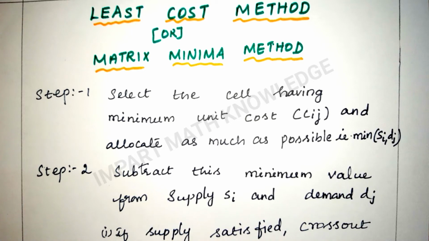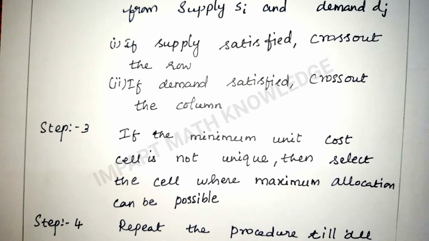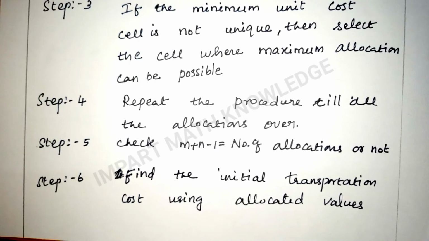If the supply is satisfied, you have to delete the row. If the demand is satisfied, you have to delete the column. If the minimum cost is not unique, you have to select the cell where the maximum allocation can be made. Repeat the procedure till all the allocations are over.